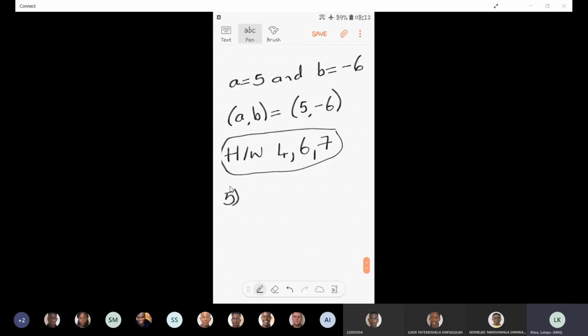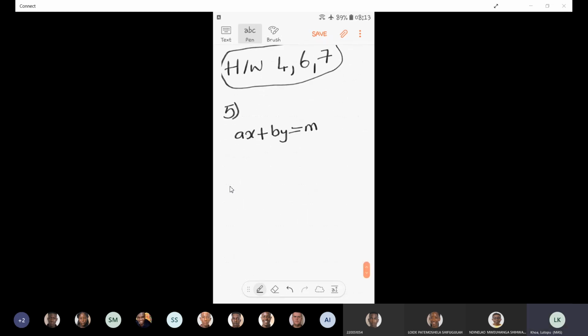Number 5 is a little bit different in that your coefficients are letters instead of numbers, but the procedure we use is exactly the same. So I have ax plus by equal to m, and then I have cx plus dy equal to n. Here again, you can use elimination if you want to. There's nothing wrong with that. You can also use substitution, but substitution might be easier to do.